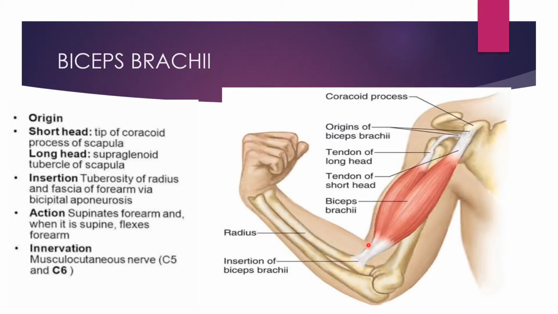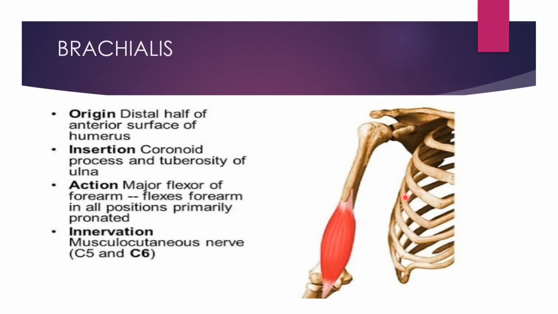The importance of the bicipital aponeurosis was discussed in the median cubital fossa. Next, coming to its action. Its action is supination of the forearm, and when it supinates, it also flexes the forearm. The nerve supply is the musculocutaneous nerve. The only nerve which supplies the anterior compartment muscles is the musculocutaneous nerve.